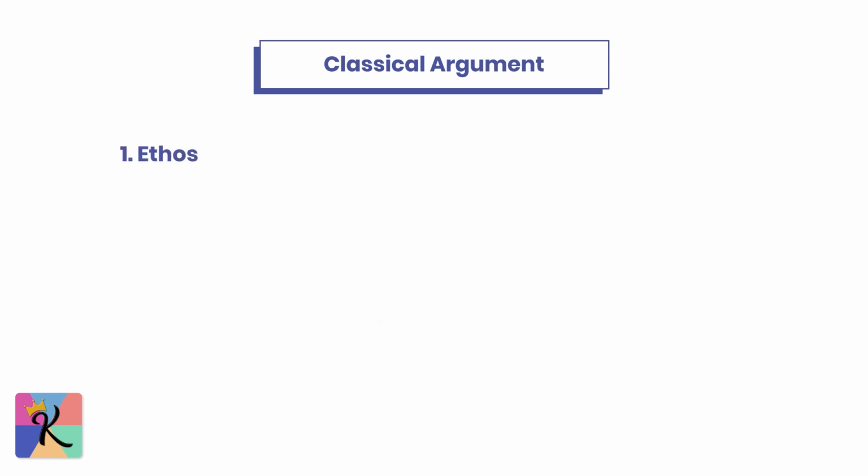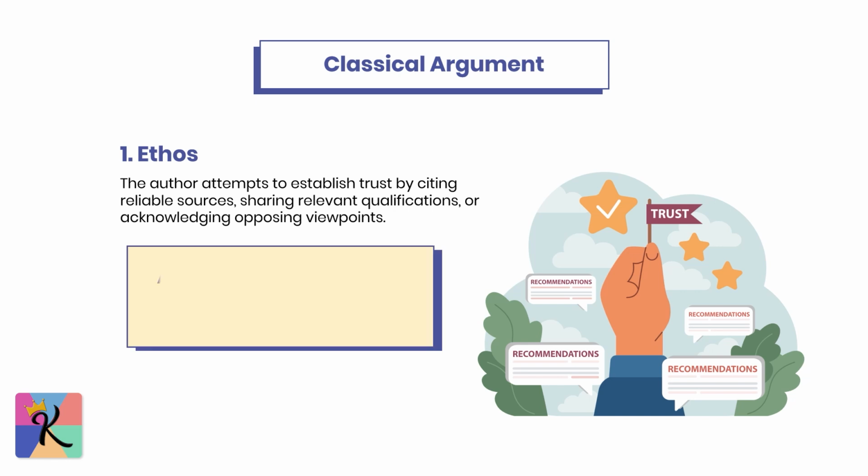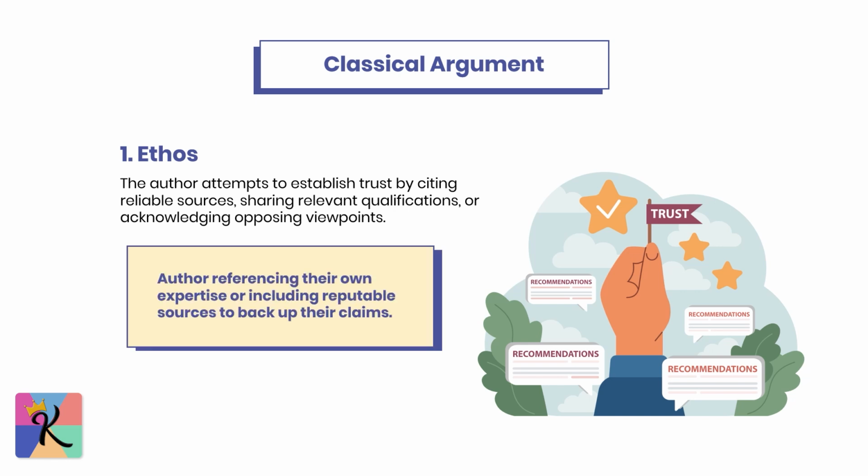Ethos. This appeal focuses on credibility. The author attempts to establish trust by citing reliable sources, sharing relevant qualifications, or acknowledging opposing viewpoints. If a passage makes a strong appeal to ethos, you might see the author referencing their own expertise or including reputable sources to back up their claims.